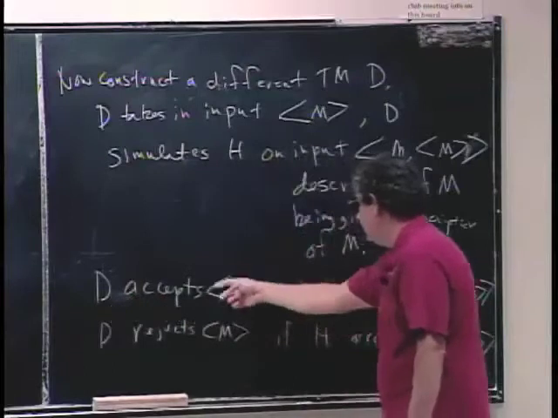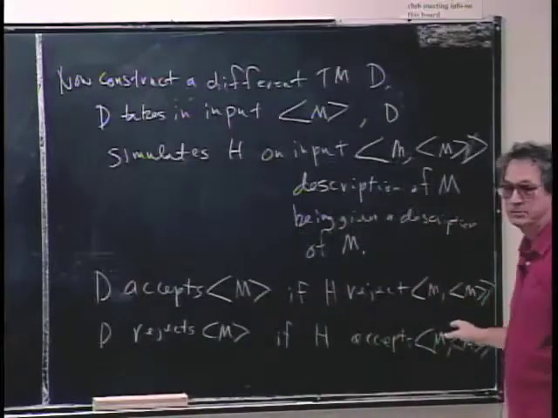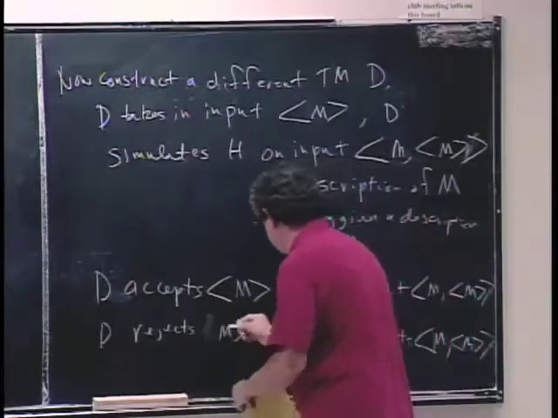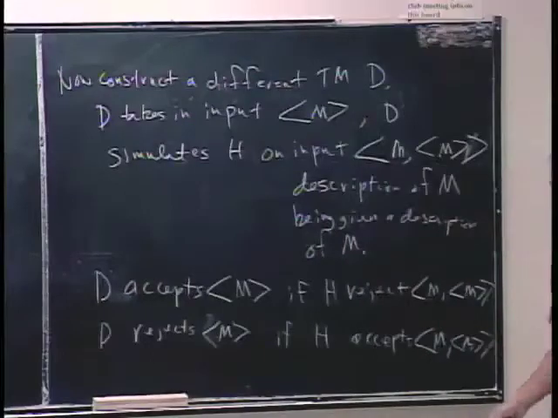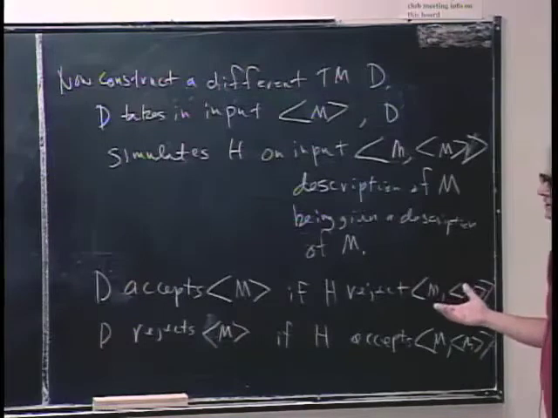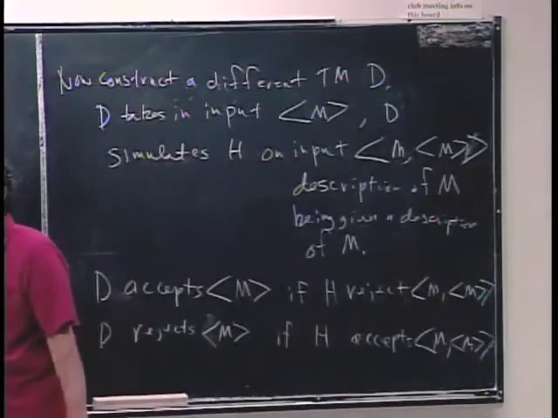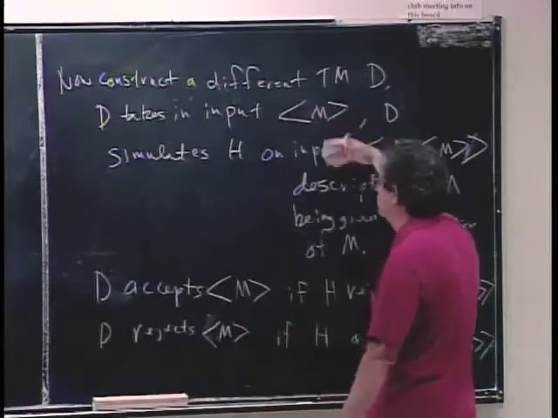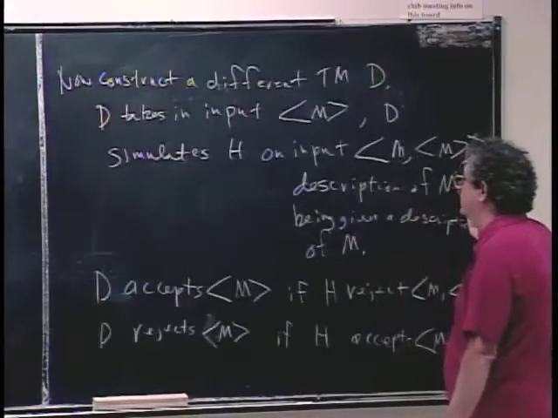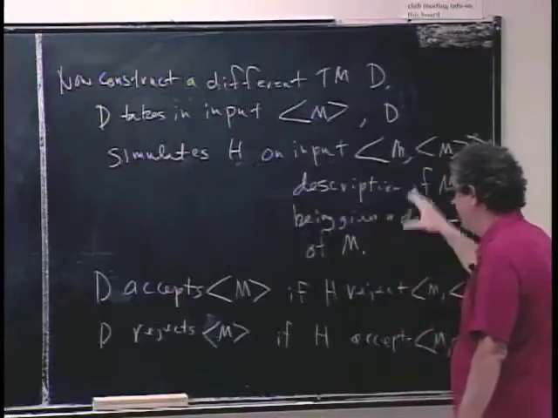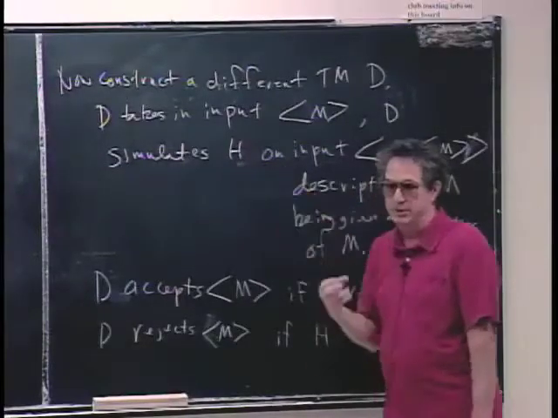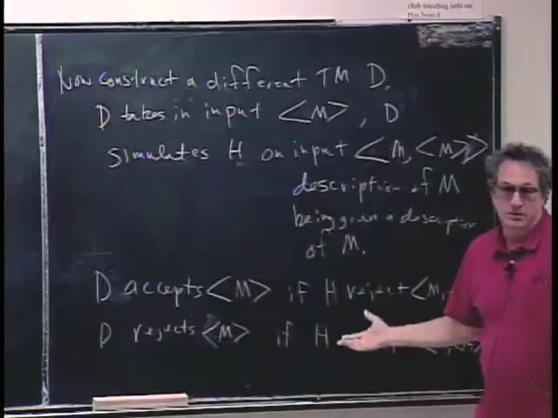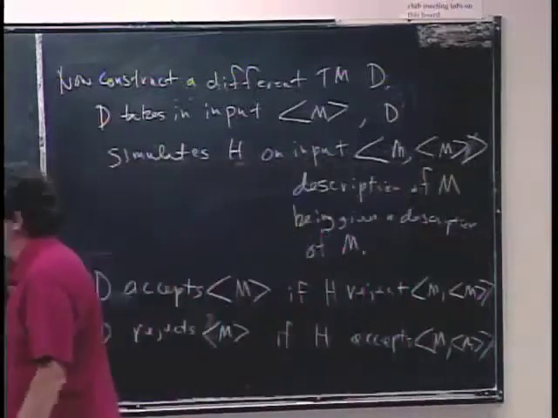D will accept its input if H rejects what it's being run on. And similarly, D rejects its input if H accepts that. So far you should be able to see that all of this is buildable. If H really does exist, then D exists. Because all D is doing is very standard Turing machine kinds of operations, and H is going to do the main work, and then when H ends up in an accept state, D will move into a reject state. If H ends up in a reject state, D moves into an accept state. And so we can build all this. So if H exists, D exists.